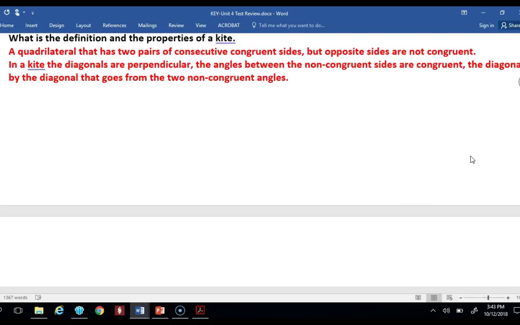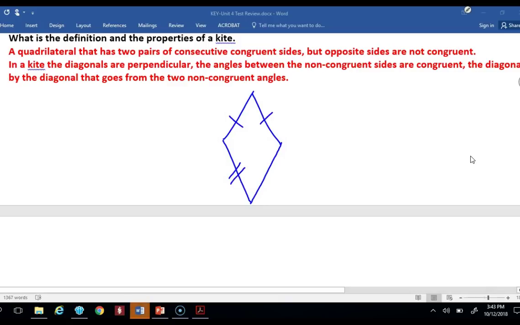Now I'd like to talk about the definition and the properties of a kite. So first of all, the definition of a kite is that it has a pair of consecutive sides that are congruent and another pair of consecutive sides that are congruent. That's our definition. Then we have some properties that we could say about kites. So kites have diagonals that are perpendicular. So once again, they have right angles all in here. And where the non-congruent sides intersect, they have a pair of congruent angles. So these angles that are opposite right here are the same measure.